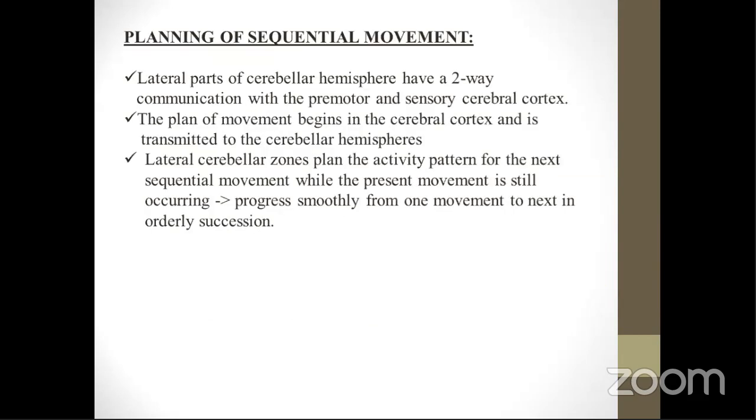Coming to the planning of sequential movements. The lateral parts of the cerebellar hemisphere have two-way communication with the premotor and sensory cortex also. So whatever plan of the movement is there in the cerebral cortex is transmitted to the cerebellar hemisphere. The lateral cerebellar zone plans the activity pattern for the next sequential movement while the present movement is still occurring, and then it progresses smoothly from one movement to the next in orderly succession. So this is how the planning of sequential movement occurs.